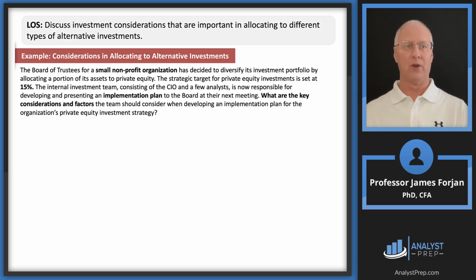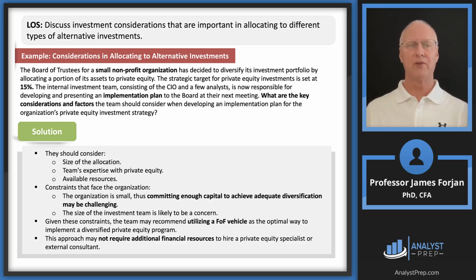Final example, small nonprofit organization, diversification. What do we want to do? 15% private equity, the internal investment team. There we go. Chief investment officer and a few analysts responsible for developing an implementation plan. What are the key considerations and factors? So what are we considering?